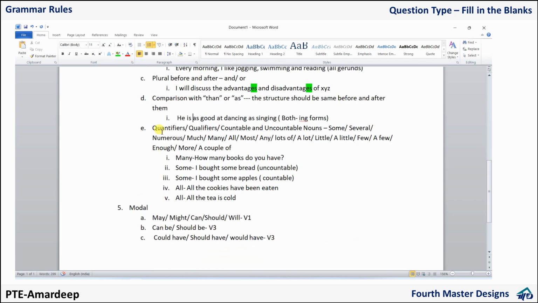Got it? Then you have quantifiers, qualifiers. You need to keep countable and uncountable in mind, and then you have to answer. And with modals also, you have to follow these basics. So 5-6 things. Okay, that's all. The base is what? That you cannot miss any word. I am repeating again and again. If you miss a word, these rules are zero. They won't help you.